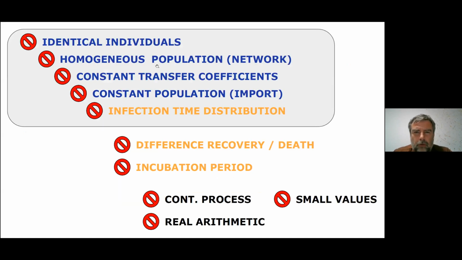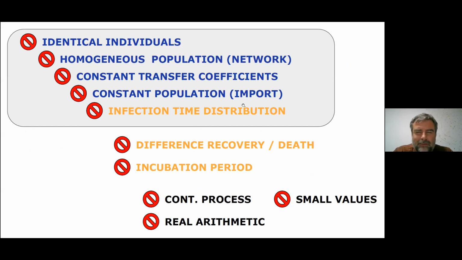So I consider these five points at the top as serious problems: the identical individuals, homogeneous population, constant transfer coefficients, constant population, and to some extent this infection time distribution.